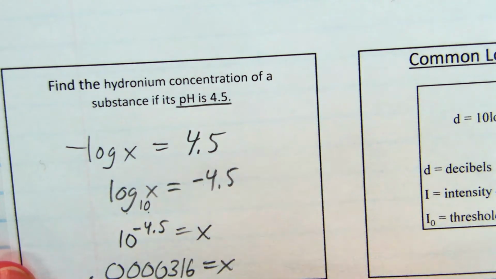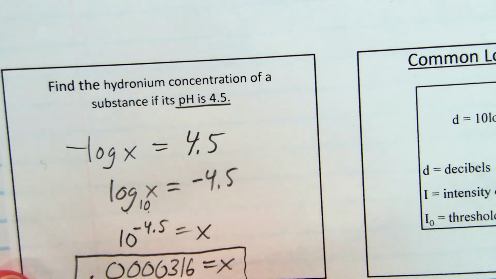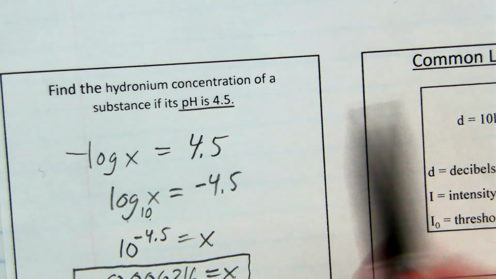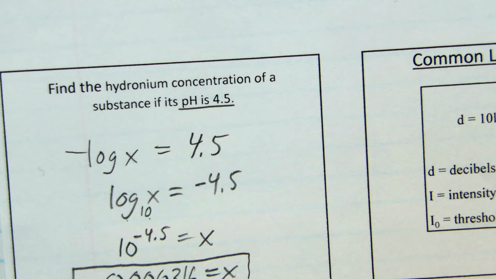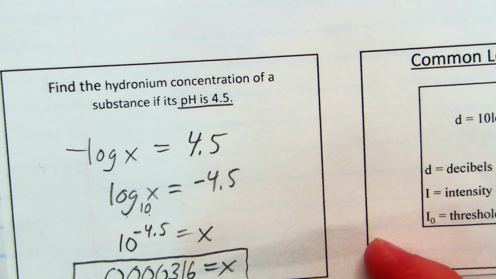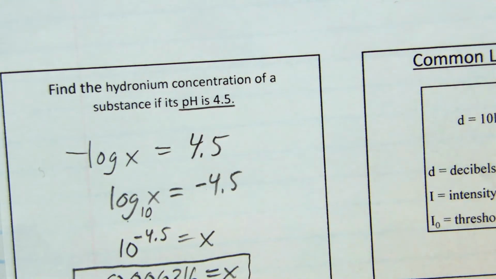You could give it in scientific notation, but this one was actually a large enough number that it would do the decimals. So either way, this would be 3.16 times 10 to the negative 5th. Yeah, it's no big deal. So that's pH. Pretty straightforward.